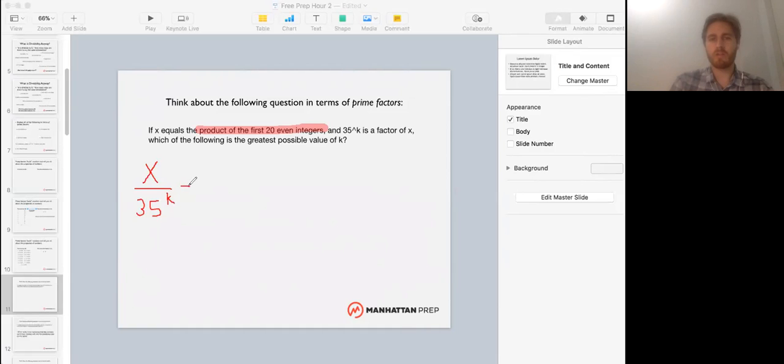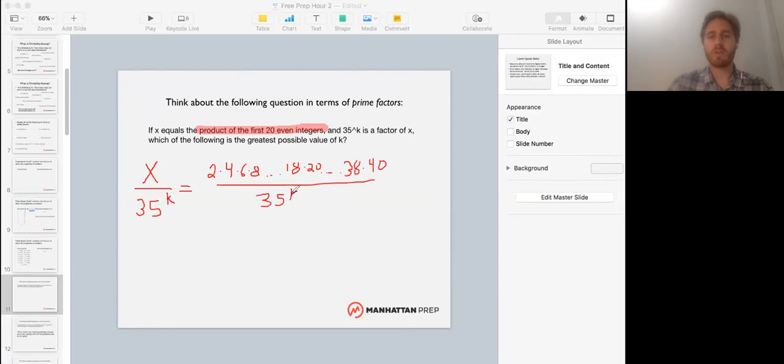The product of our first 20 even integers is going to be 2 times 4 times 6 times 8, etc., all the way to 18 times 20. Sorry, not 18 times 20, that's the middle. That's the first 20 integers. We got to go all the way to 38 times 40. 38 times 40. And we're dividing by 35 to the K.